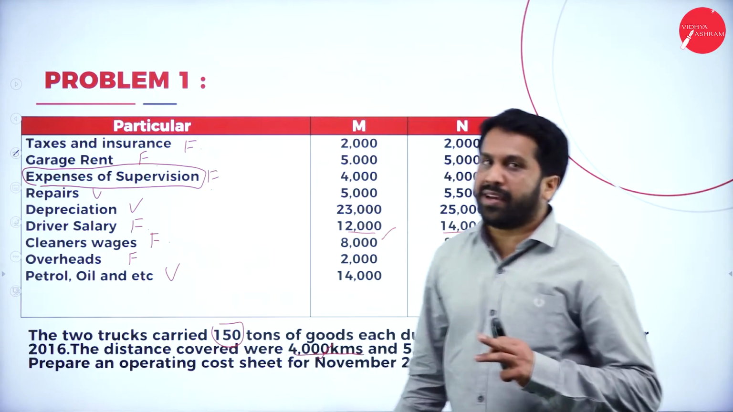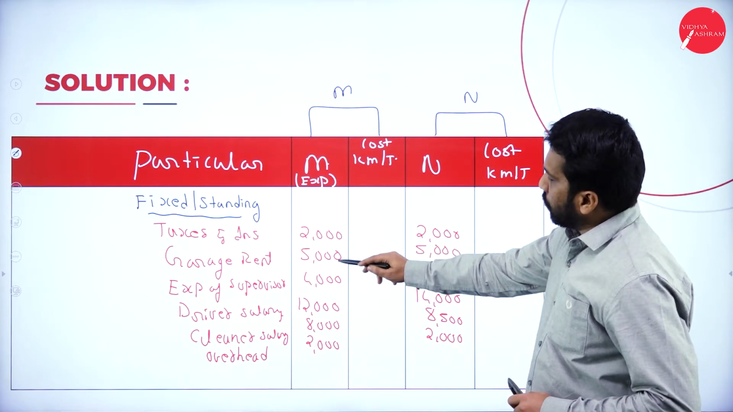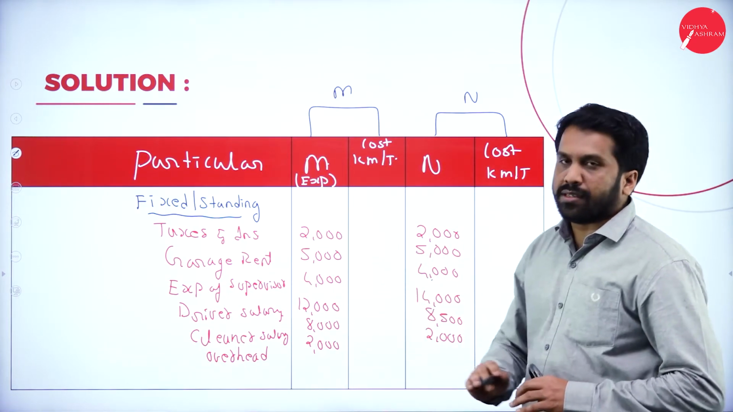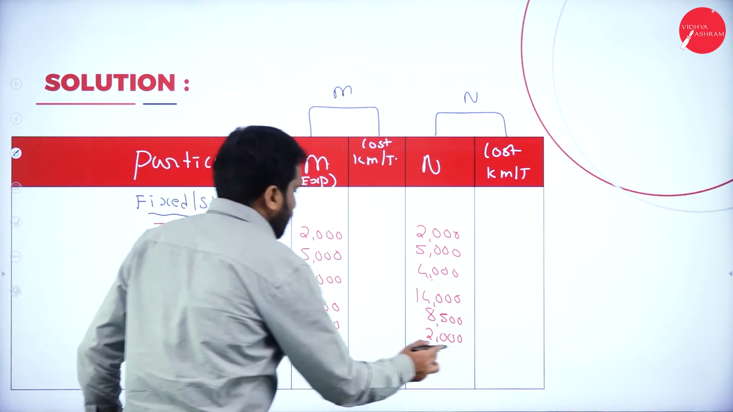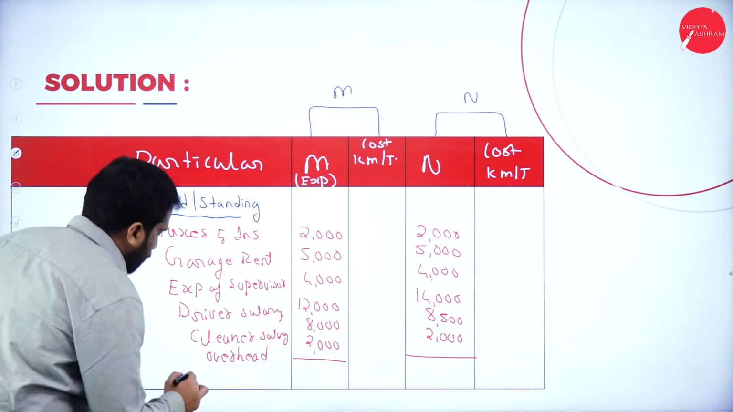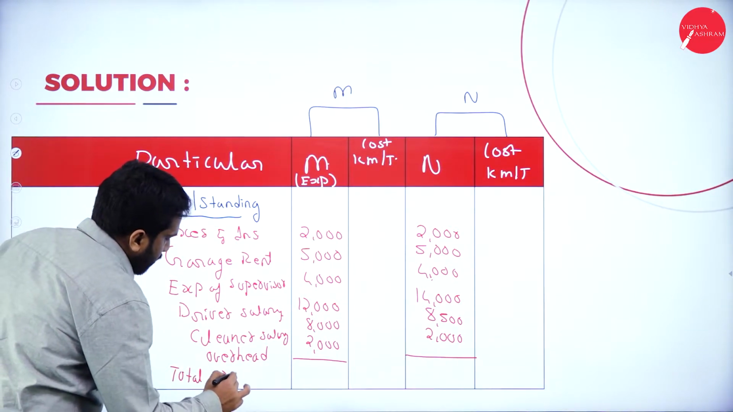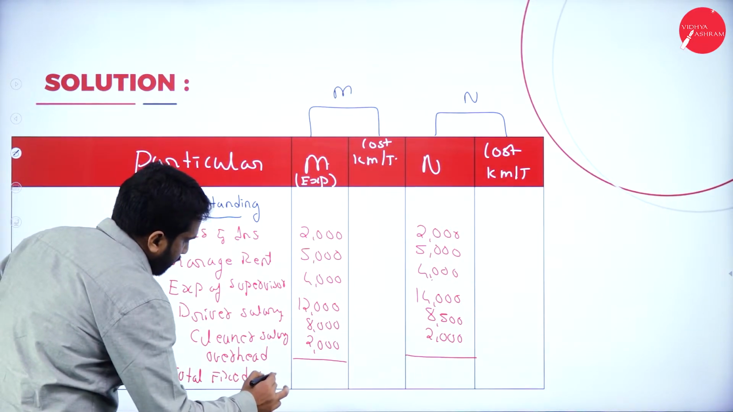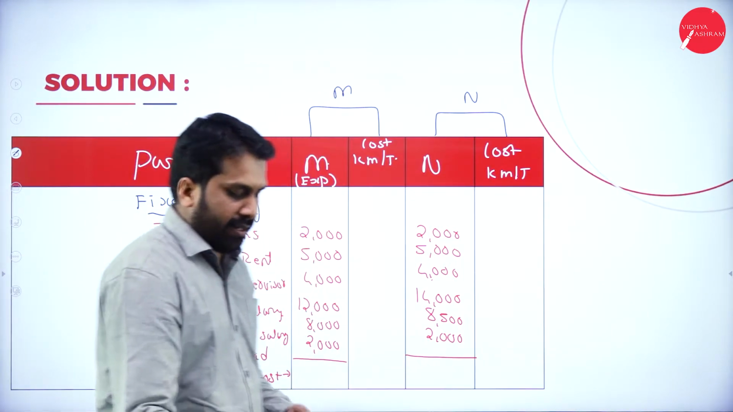Total, how many items do we have? 6. Done. Now, what is the total expenses? These are the fixed. Total fixed cost, we will add everything.